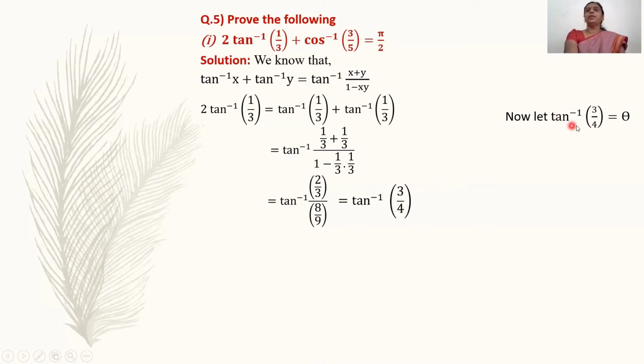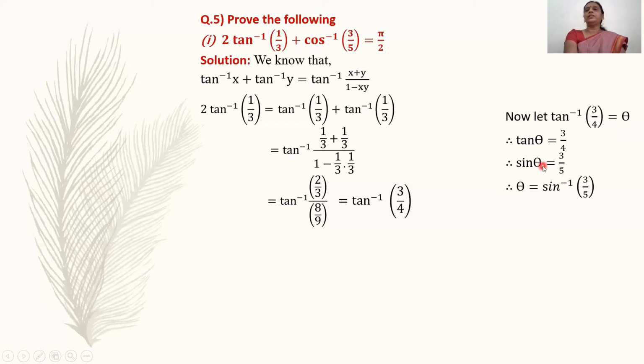Now, let tan inverse 3 by 4 be equal to theta. Then we take this tan inverse to the right hand side, and we get tan theta is equal to 3 by 4. Again, using the Pythagoras triplet, sin theta will be 3 by 5. Here tan theta is 3 by 4, which means this is the opposite side and this is the adjacent side. Hypotenuse will obviously be 5. Pythagoras triplet 3, 4, 5. Therefore, sin theta will be 3 divided by 5.